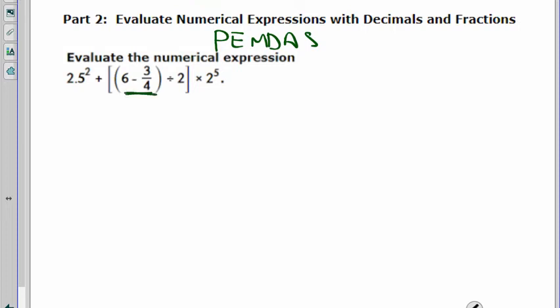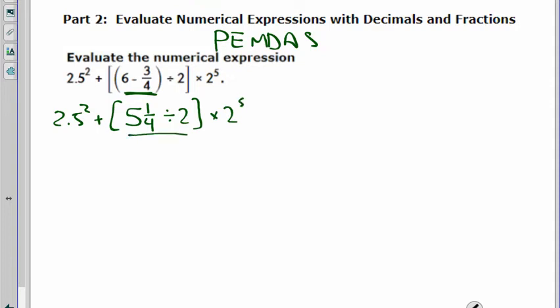If I take 3/4 away from 6, I'm left with 5 1/4. Divide by 2. And I have 2 5/10 squared plus that times 2 to the 5th power. I still have parentheses in the form of brackets, so I'm going to do that next.